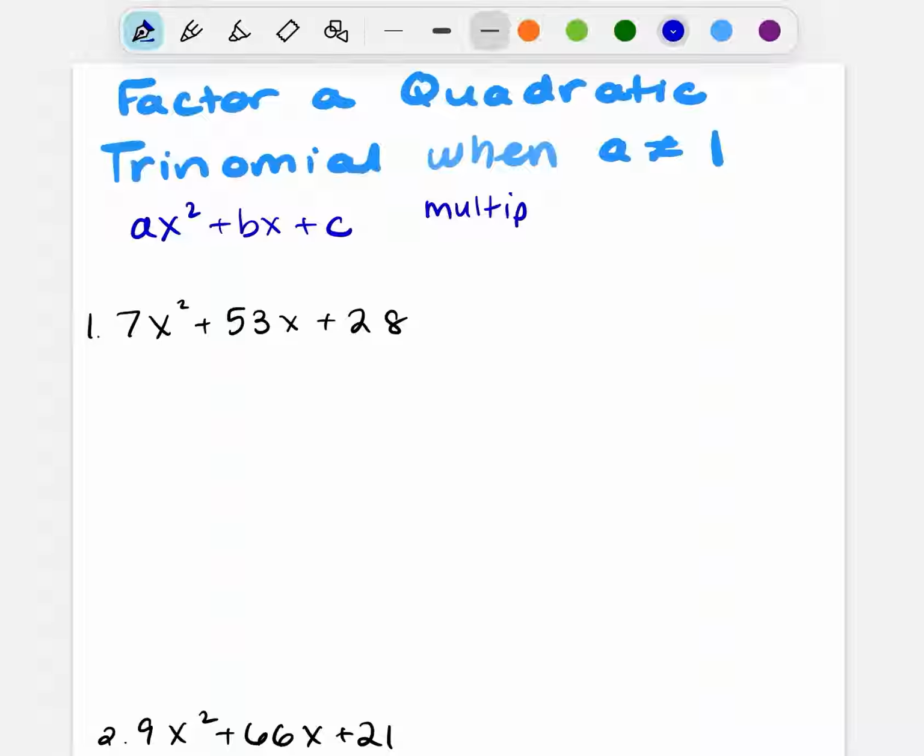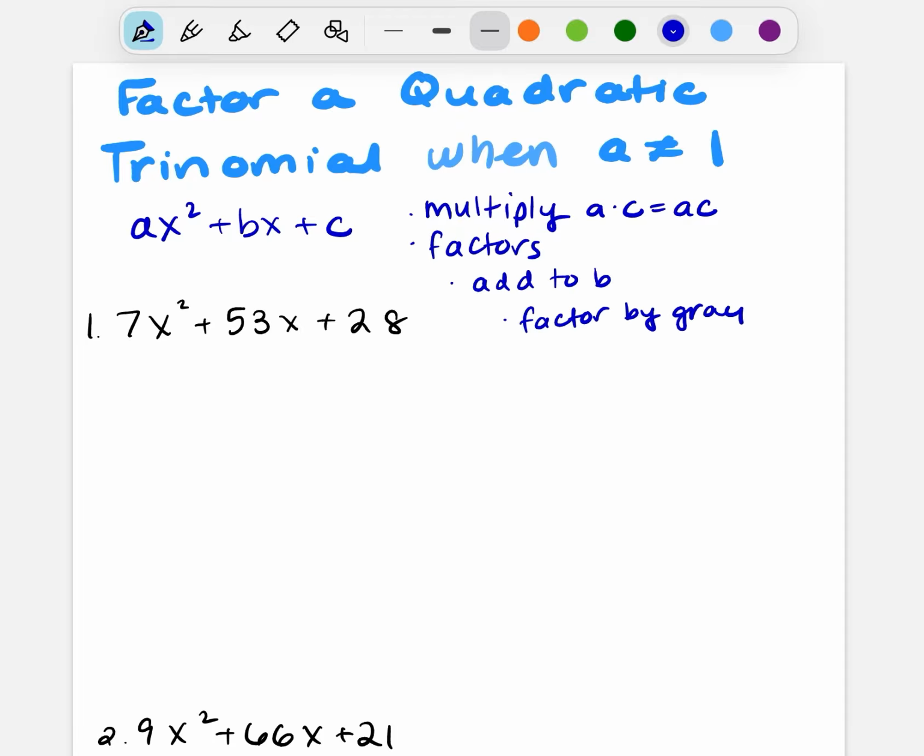we're going to multiply our a times c term, list the factors of whatever a times c is, and then we're going to choose the factors that add to our b term, and then we're going to factor by grouping. So let's get right into an example.